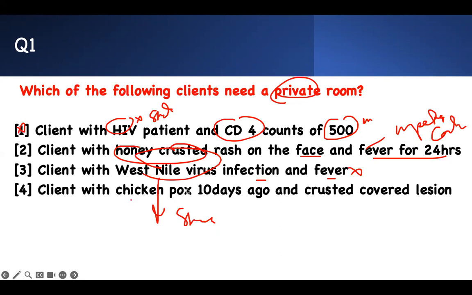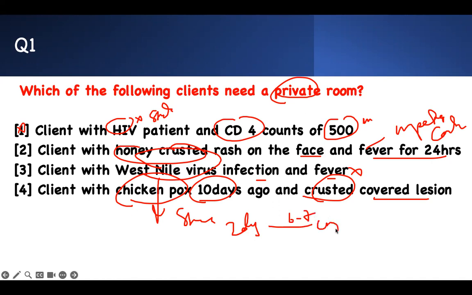Client with chickenpox, okay, but it's been 10 days and the lesions are crusted and covered. Key facts you have to know about chickenpox: 2 days before the rash, they are infectious. 6 to 7 days while the rash comes, they're also infectious. After the rash gets crusted, not. So at least 9 days they're infectious, right? But now we have 10 days and we have a crusted lesion. Don't worry about it. And the only person you need a private room for is the impetigo patient.